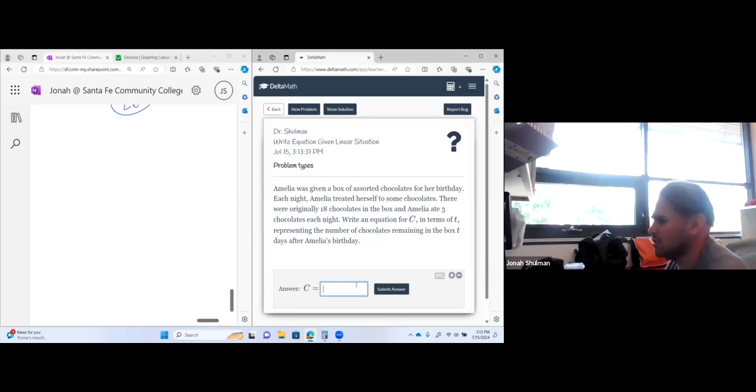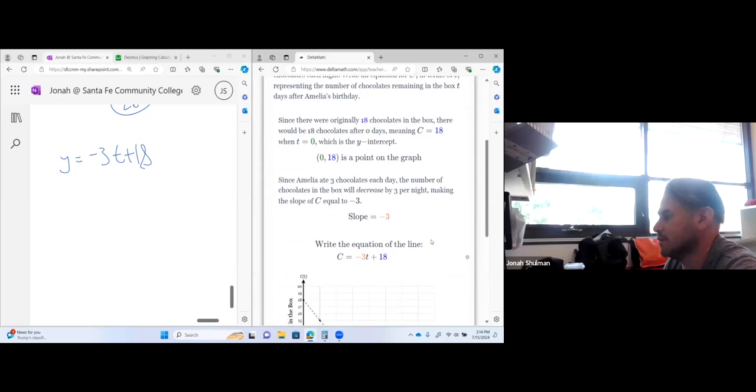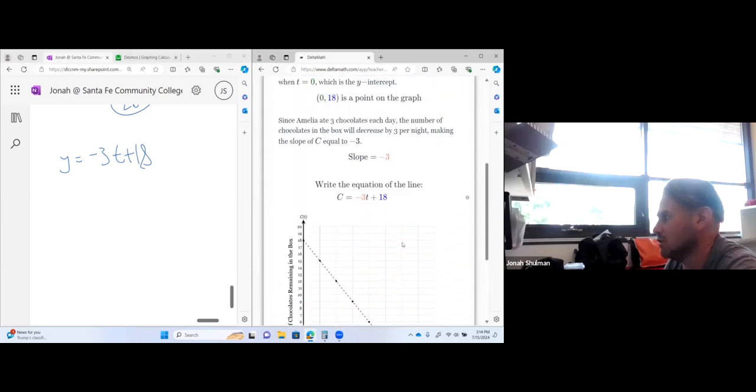So we started with 18, right? And then every night she ate 3. So it's 3 times each day. And that's the answer. I would normally write it this way: y equals negative 3T plus 18. But based on the situation, I'm pretty sure this is what they want. But when they gave a nice graph, this means after 6 days, no more chocolate left. What a shame.